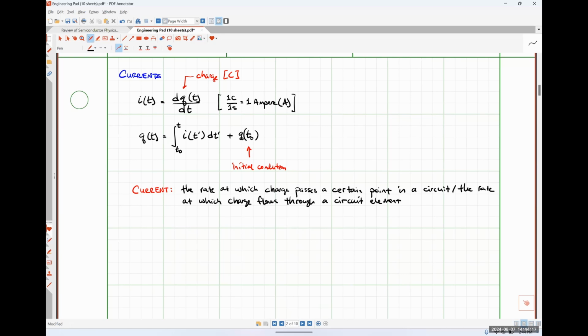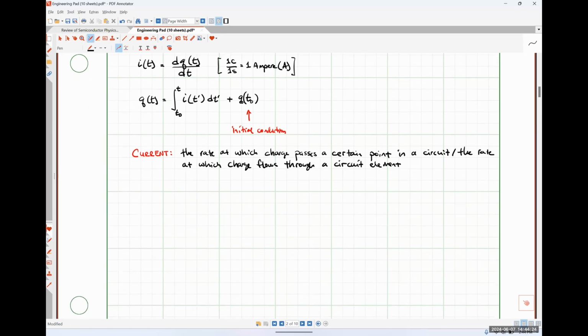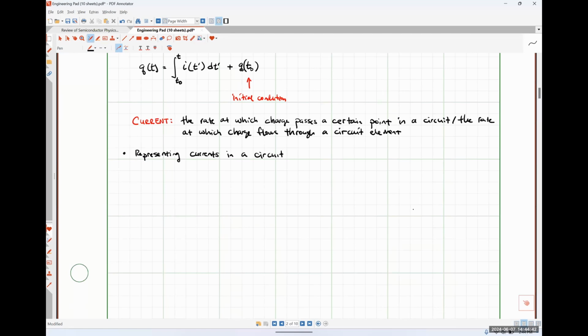Okay. So now let's talk about how we represent currents in a circuit. And luckily for us, there's pretty much only one way to do this. Okay? Or at least we're only going to see one way in this class. So if I have my generic circuit element A, and let's say that there is a magnitude of 2 amps of current flowing in this circuit element. So we could say that IA is 2 amps.